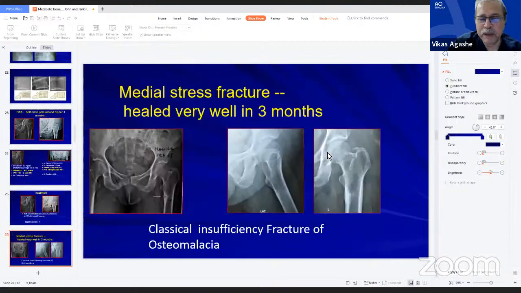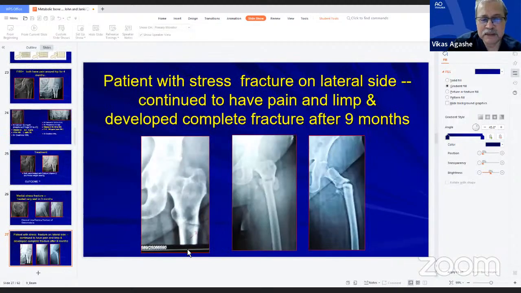Now, what would happen to this? That is a classic stress fracture on the lateral side. That is a bisphosphonate related fracture. And more often than not, they don't heal. They become more painful, they bend more and more, and one day develop a complete fracture, as you can see here. Right? Yes.